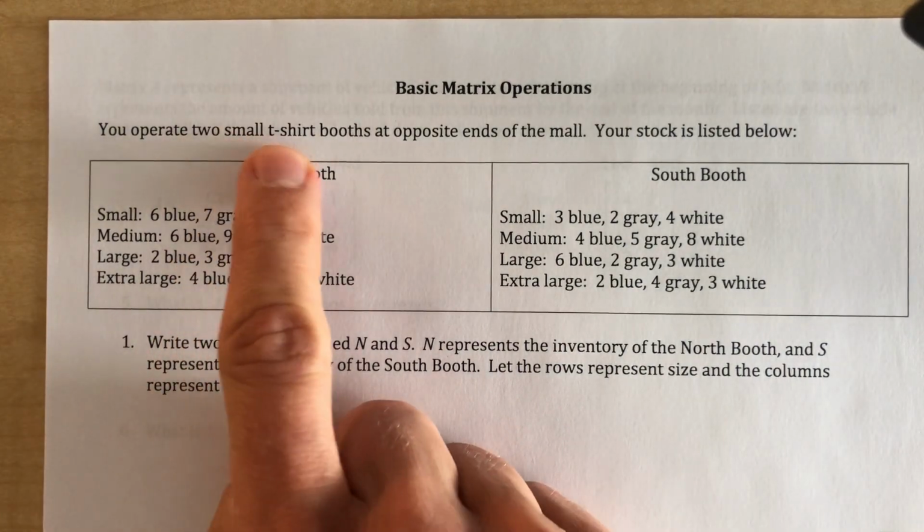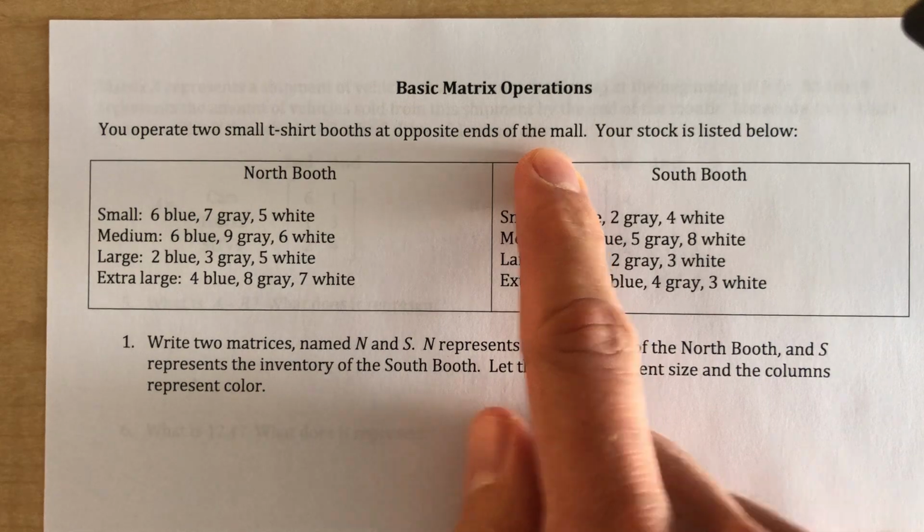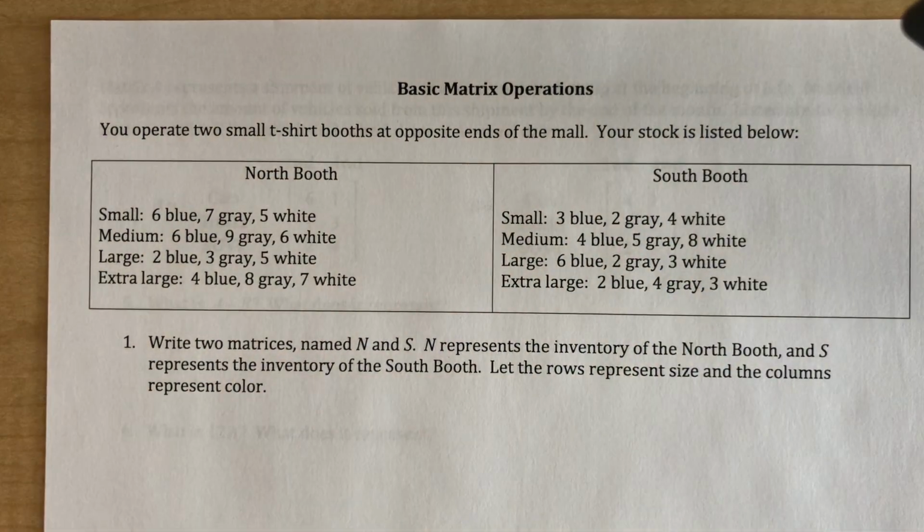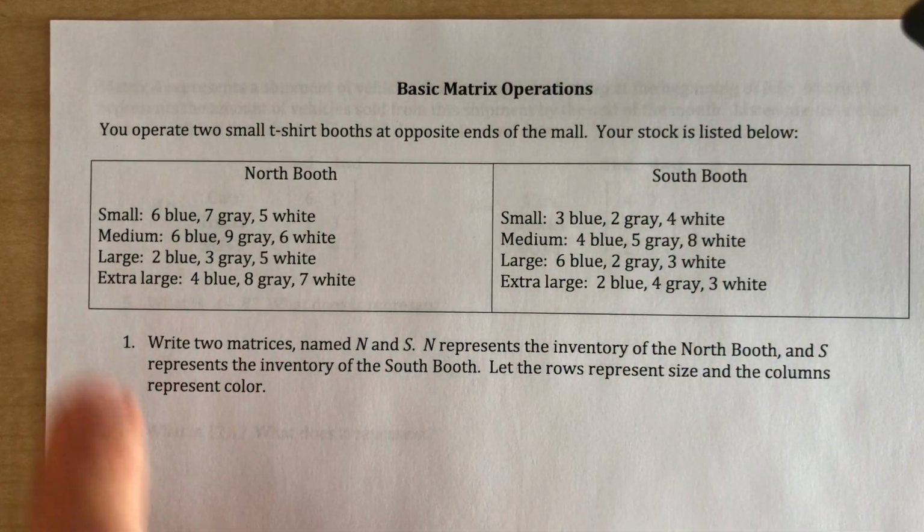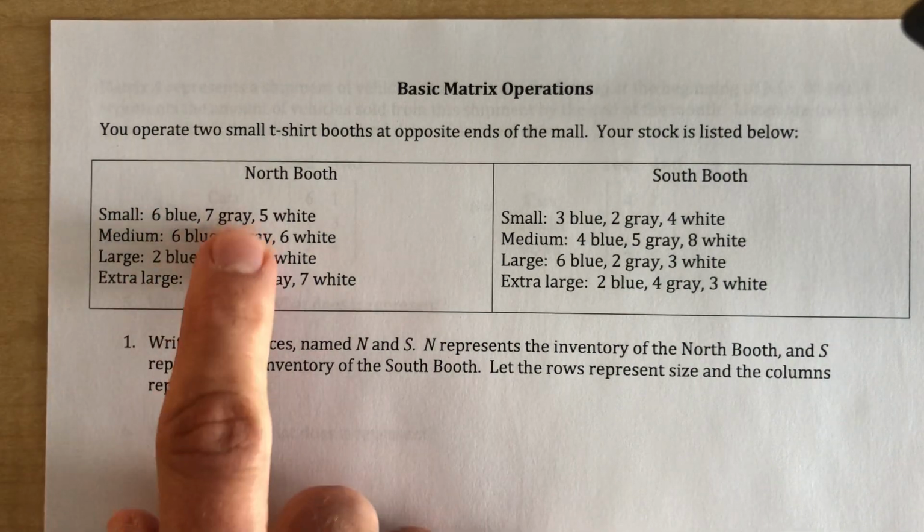You operate two small t-shirt booths at opposite ends of the mall. One's on the north side, one's on the south side. And here's your stock. This is what you have in inventory. You have small, medium, large, and extra large, some blue, some gray, some white.